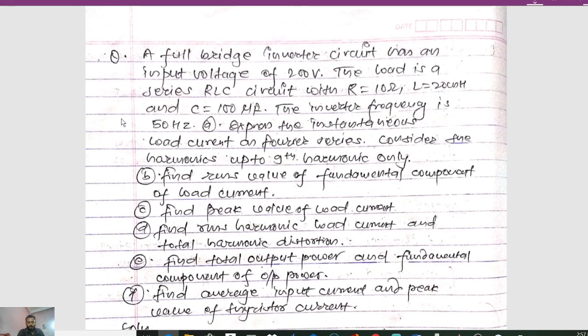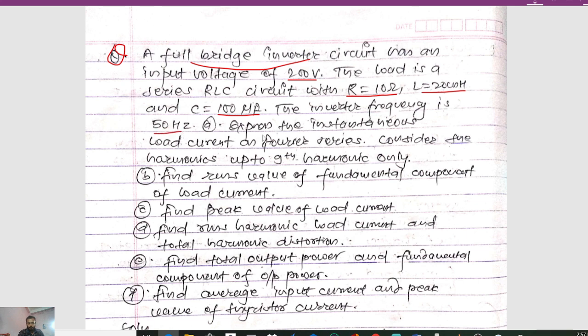Now here we have the next one, which is also for the full bridge inverter circuit, and this is the case for an RLC load. The full bridge inverter circuit has an input voltage of 200 volt, and the load is a series RLC circuit, with R equals 10 ohm, L equals 20 millihenry and C equals 100 microfarad. The inverter frequency is 50 Hz.